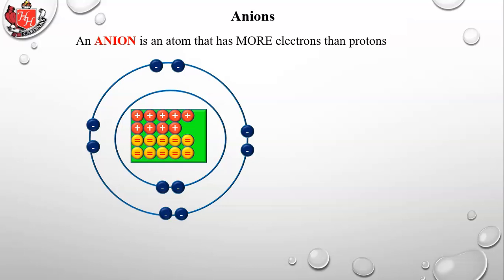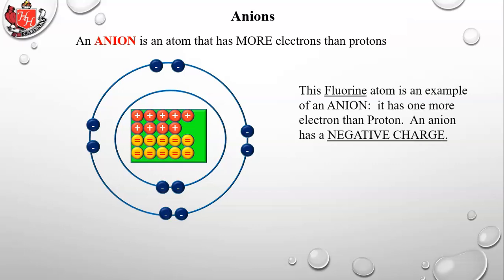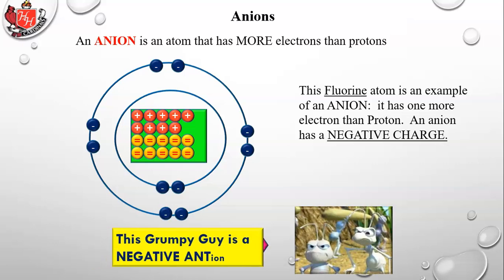An anion is an atom that has more electrons than protons. So here you see a fluorine atom. So this fluorine atom is an example of an anion. It has one more electron than proton. You can count them. It has 10 electrons and 9 protons. An anion has a negative charge because it has one more negative charge than positive charge. So this grumpy guy is a negative ant. That's the way to remember it. The anion is negative.